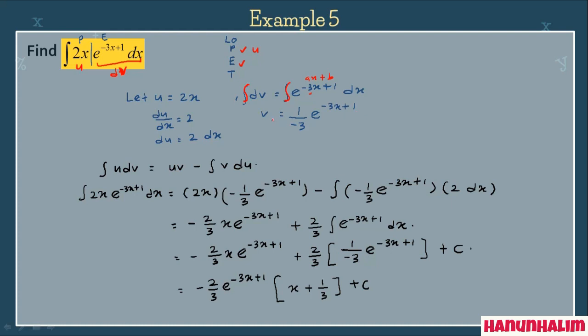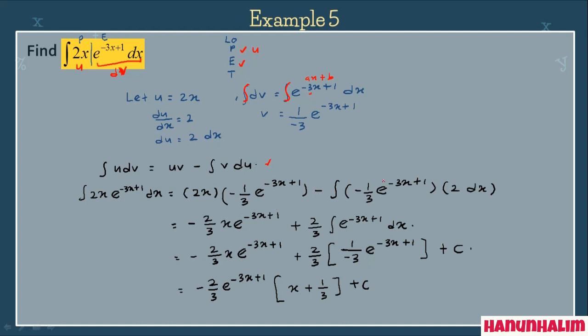So now we already have u, dv, du and v. Substitute in the formula. Be careful, the formula must be correct. So write the formula first and then substitute. Integral u dv from the question, just copy it back. Uv, so our u is 2x, substitute. V is negative 1 over 3 e to the power of negative 3x plus 1, substitute.